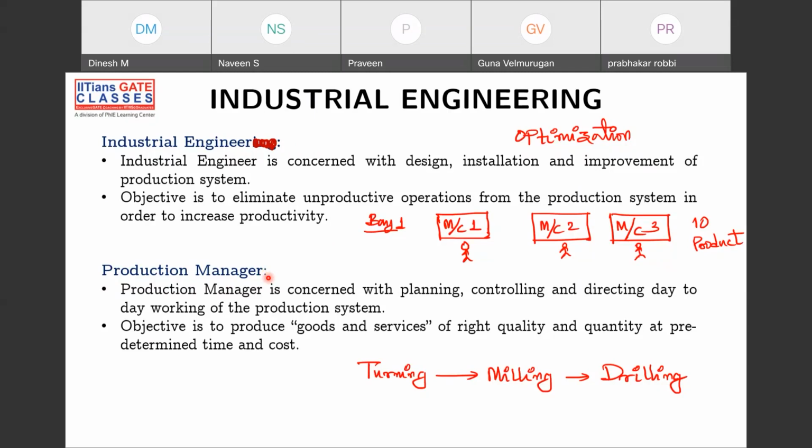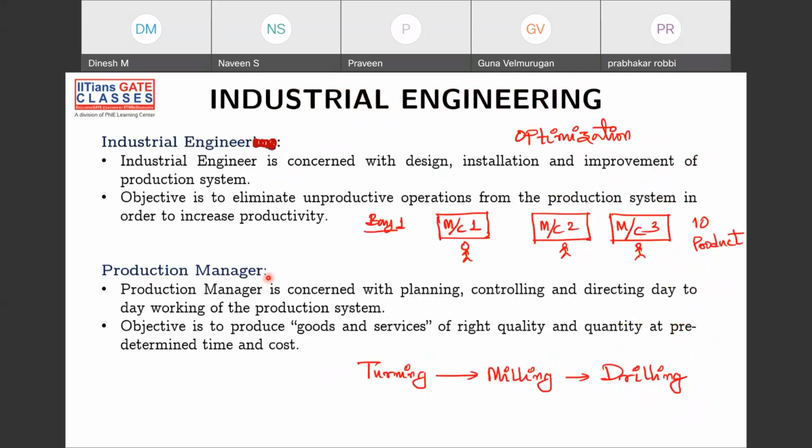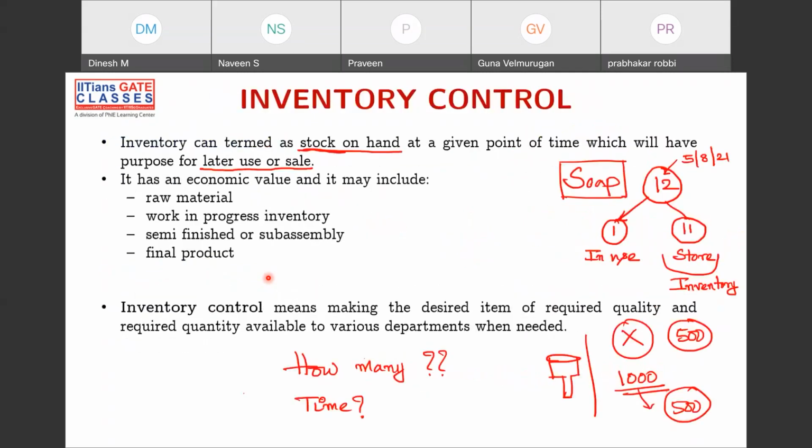That's it. Fine. Now, the first topic that we're going to discuss today is inventory control. Okay. So before discussing inventory control, I'll ask you one question. There are so many examples here. Don't forget about those things.